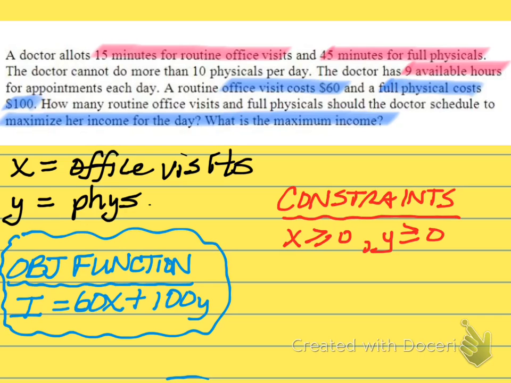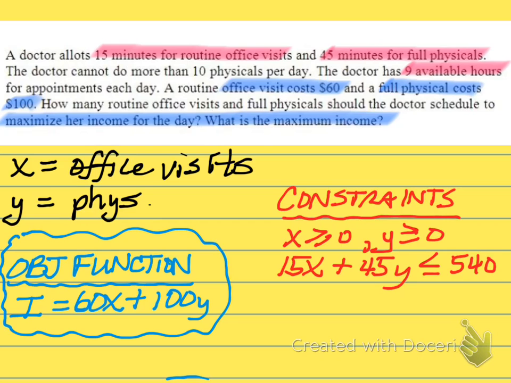So 15 minutes for an office visit, that would be 15x, plus 45 minutes for a full physical, which would be 45y. Now you have 9 available hours. That's a problem, you see, because our units don't match up. So let's convert 9 hours into minutes. 9 hours times 60 minutes per hour would be 540 minutes. So the combination of office visits and physicals must be less than or equal to 540 minutes.